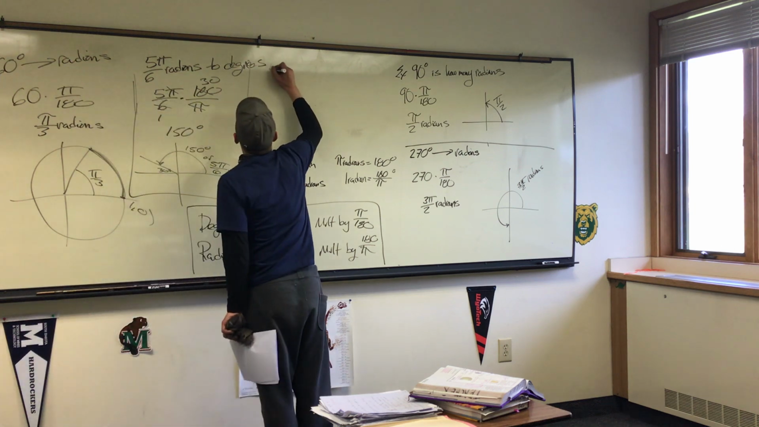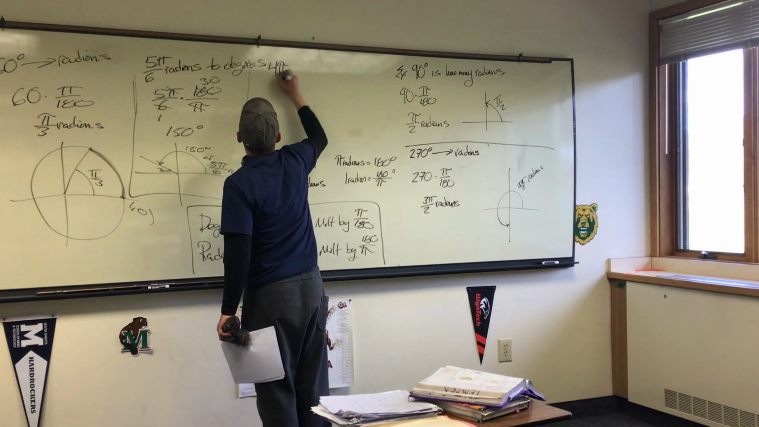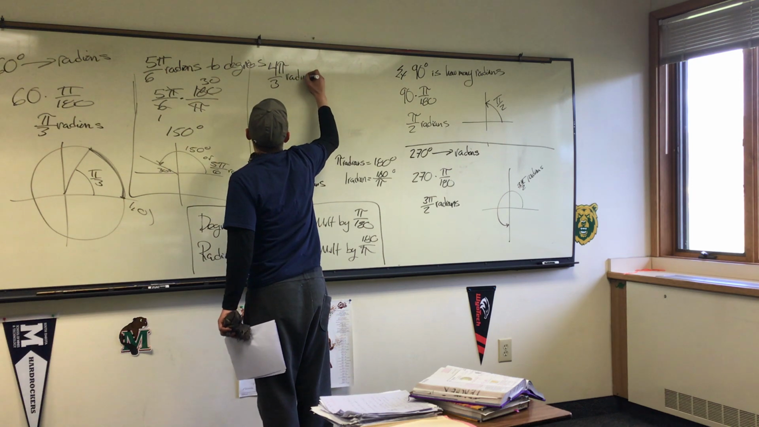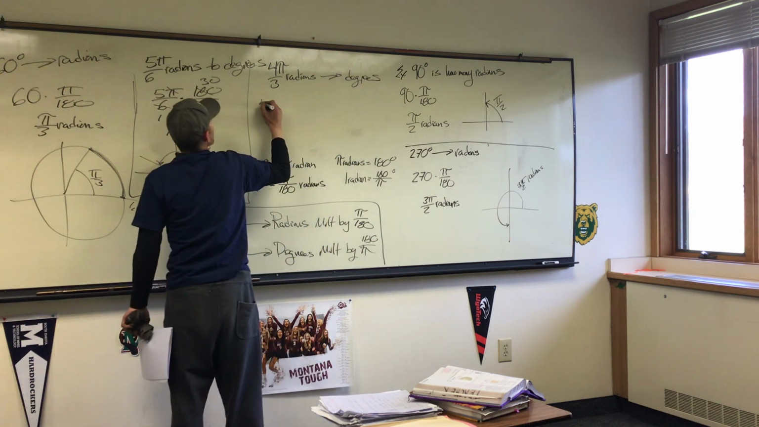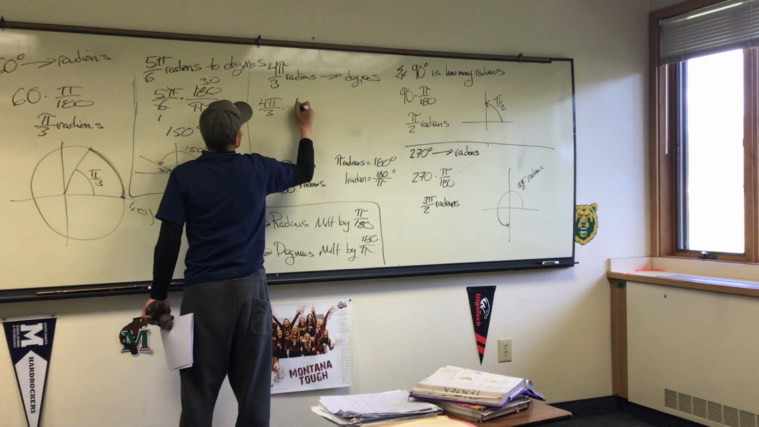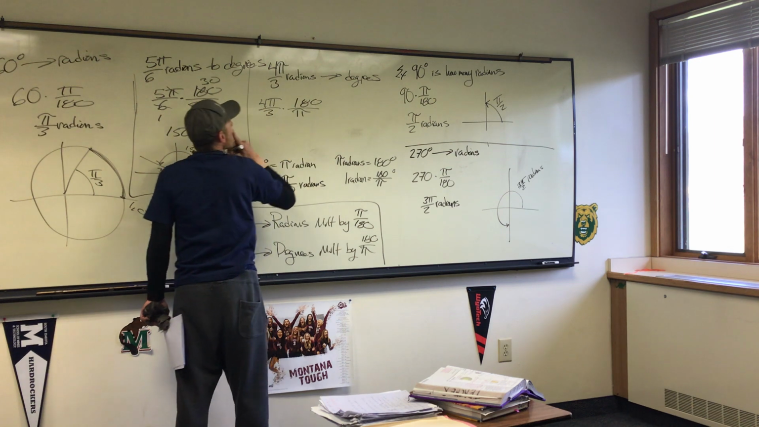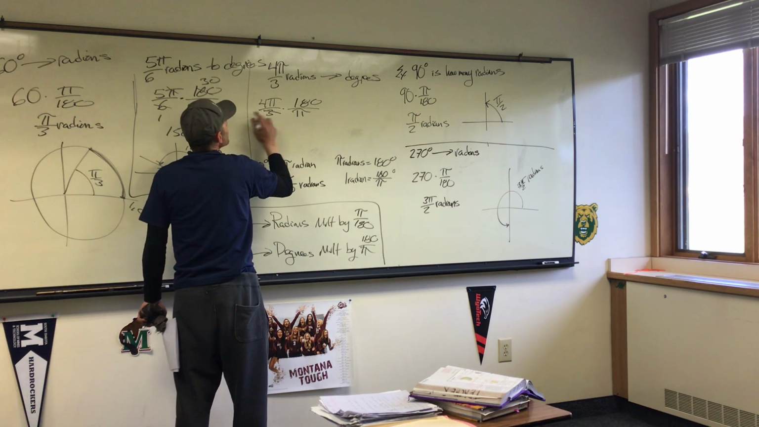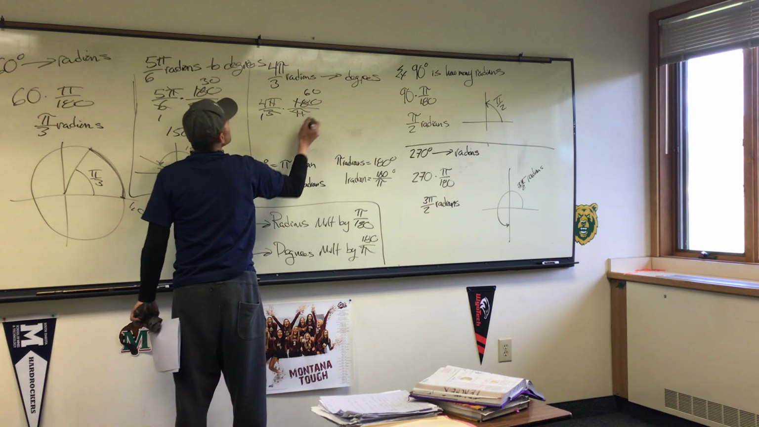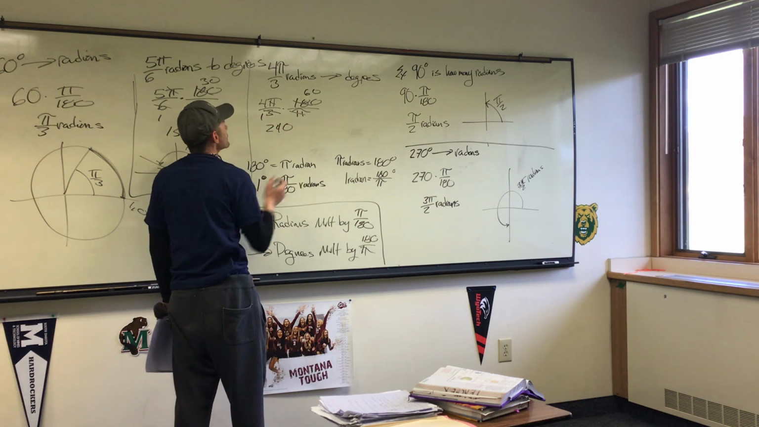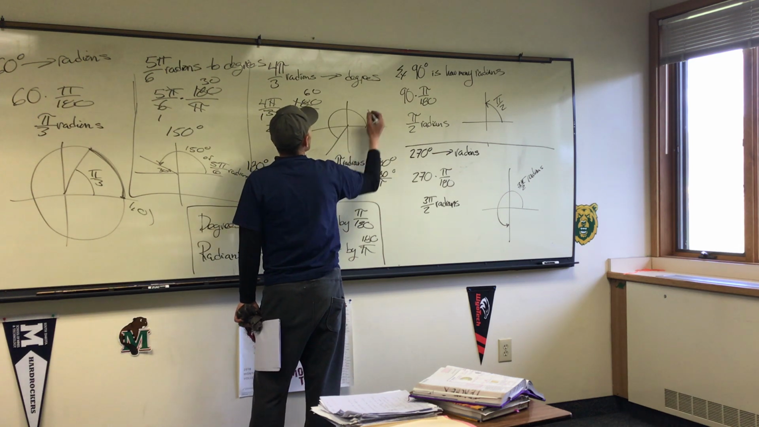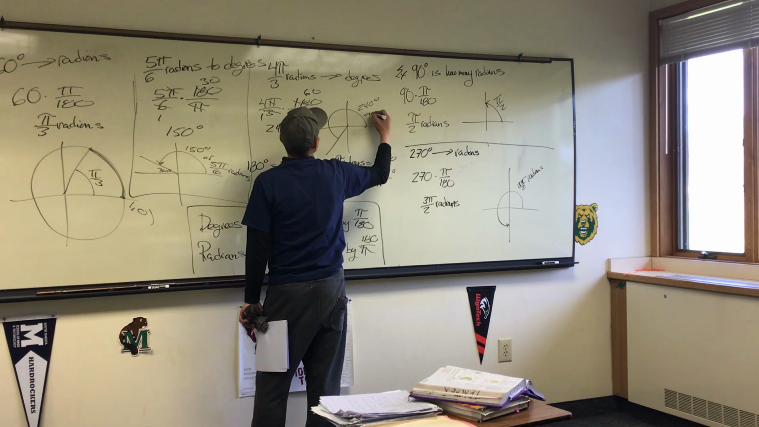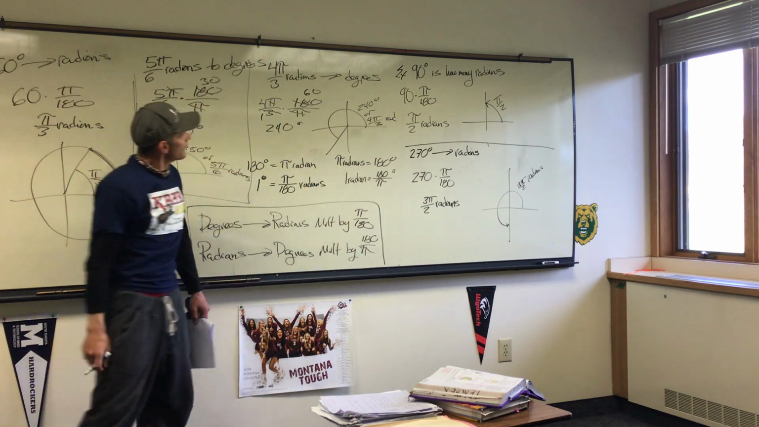And one more, 4 pi over 3 radians to degrees. Okay, 4 pi over 3 times 180 over pi. Okay, that's 3, 60, 240 degrees, or 4 pi over 3 radians. And so that's that.